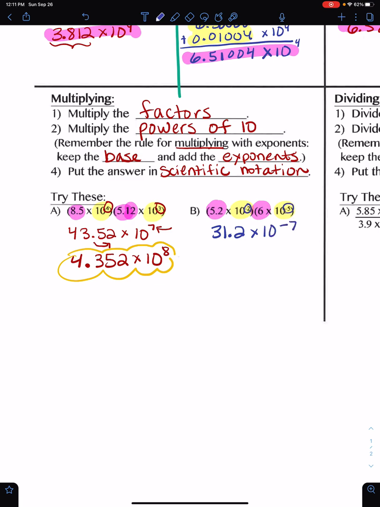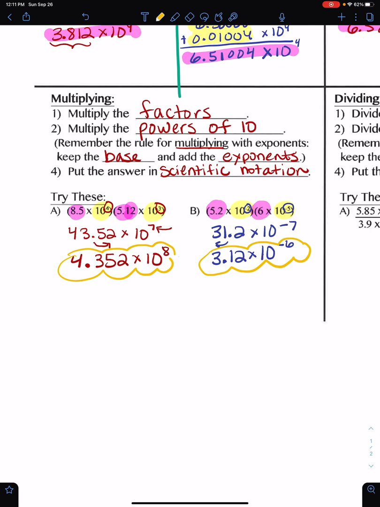This number is not in scientific notation, but if I put the decimal after the 3, then it will be in scientific notation. We just have to adjust our exponent. So originally I was going to move it to the left 7 places, but I've already moved it 1 spot, so now I'll only have to move it 6 places to the left to make those numbers equal, and that will be my answer.